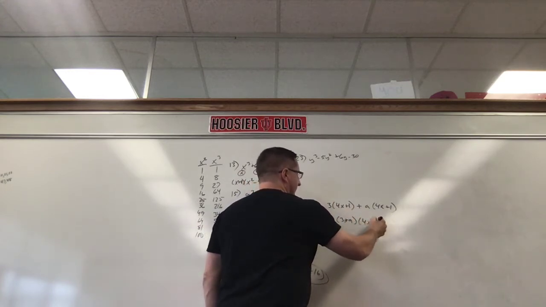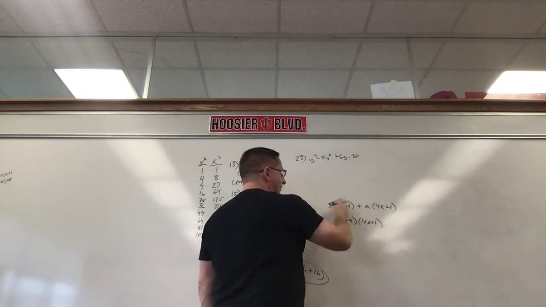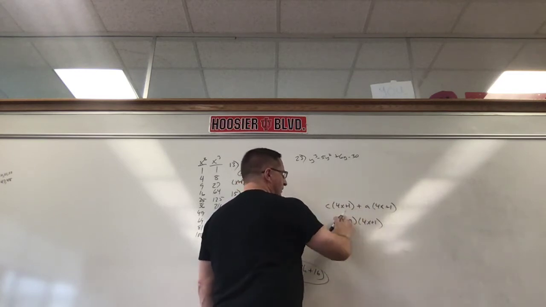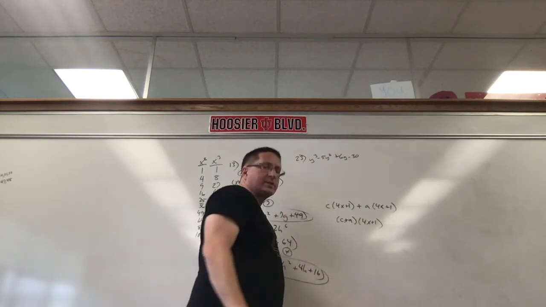4x plus 1s. We have 3 of them. We have a of them. And what's in the parentheses is the same. We have 3 plus a. What if we had c right here? We have c 4x plus 1s plus a 4x plus 1s. We'd have c plus a 4x plus 1s.